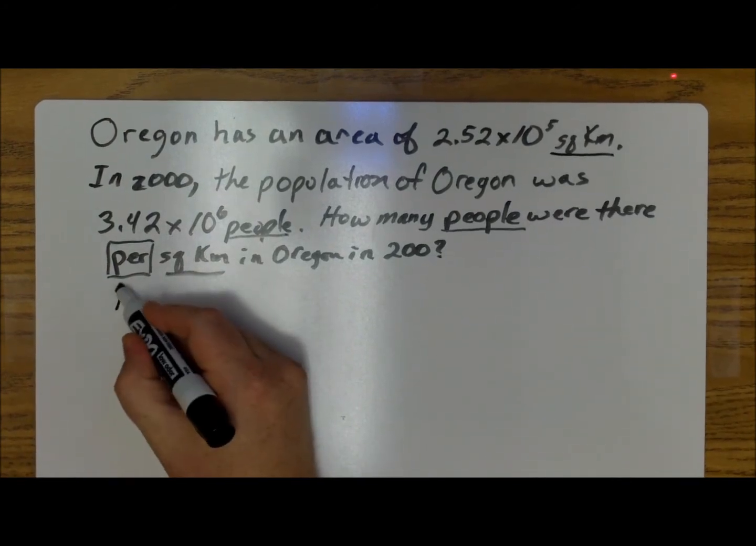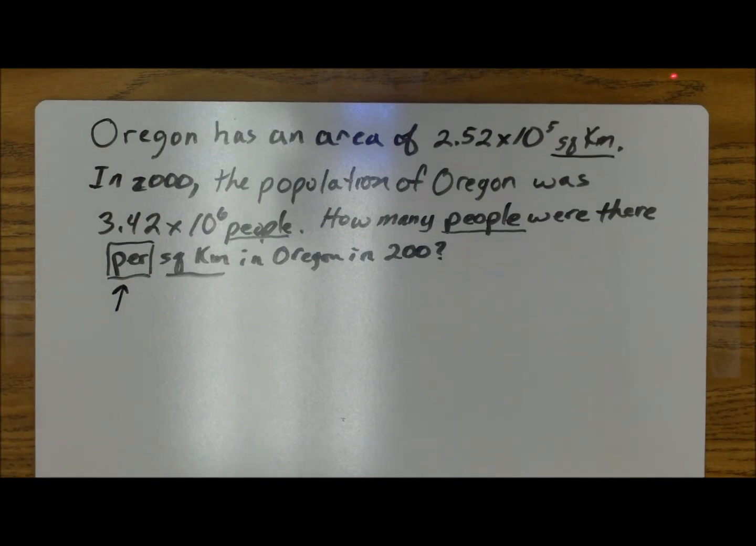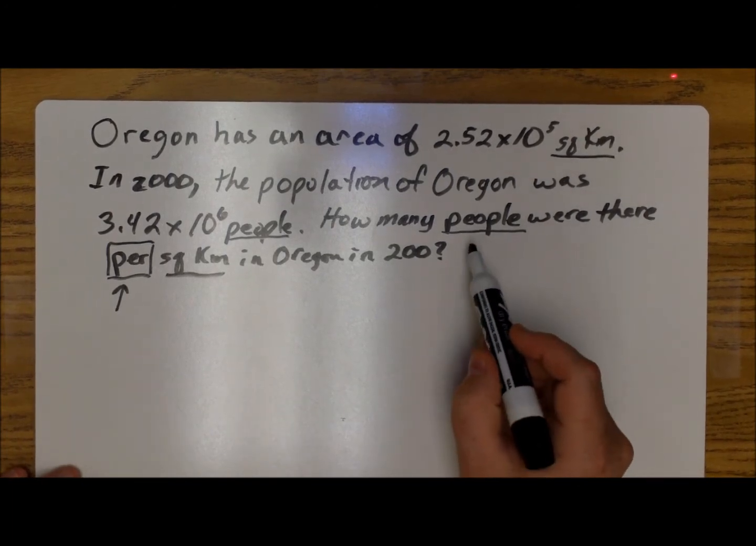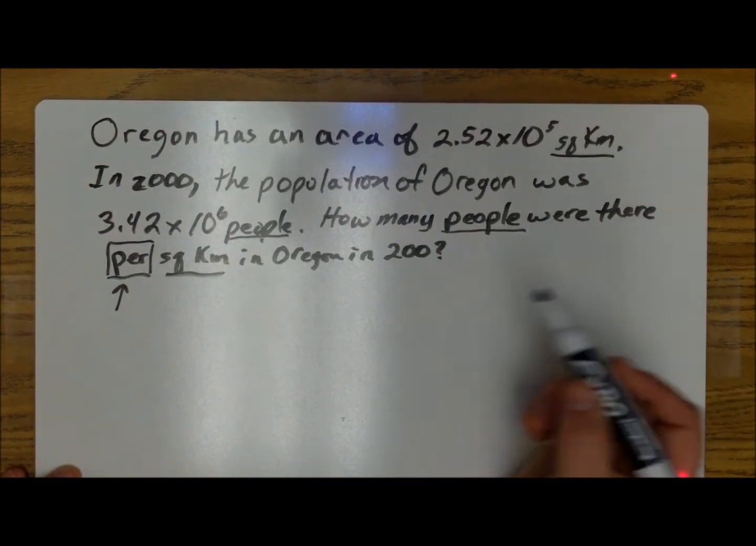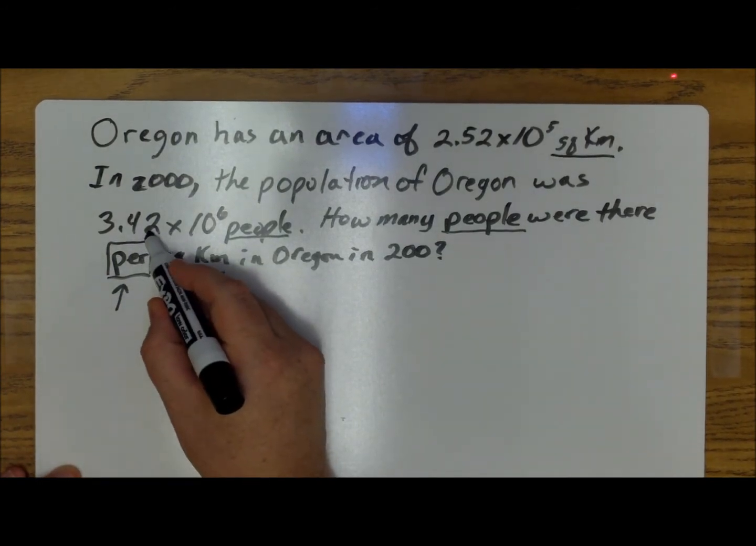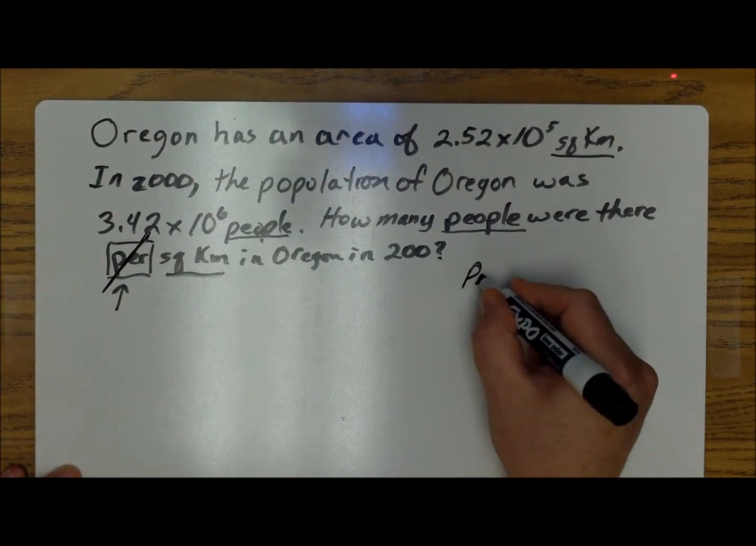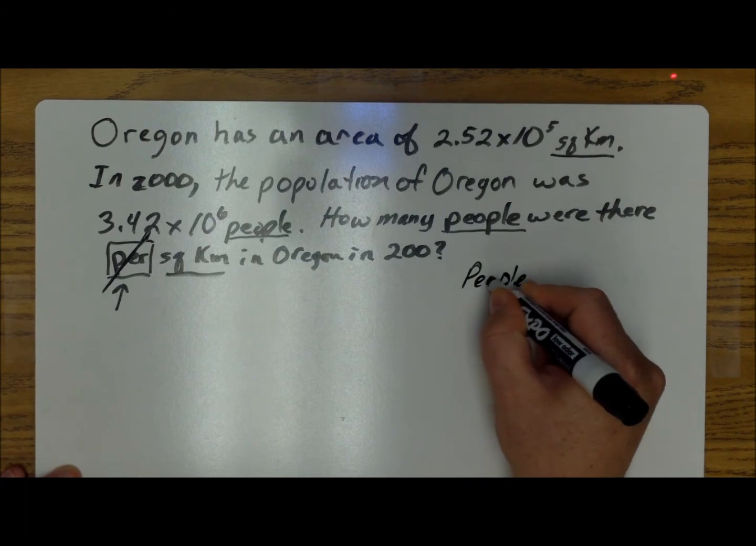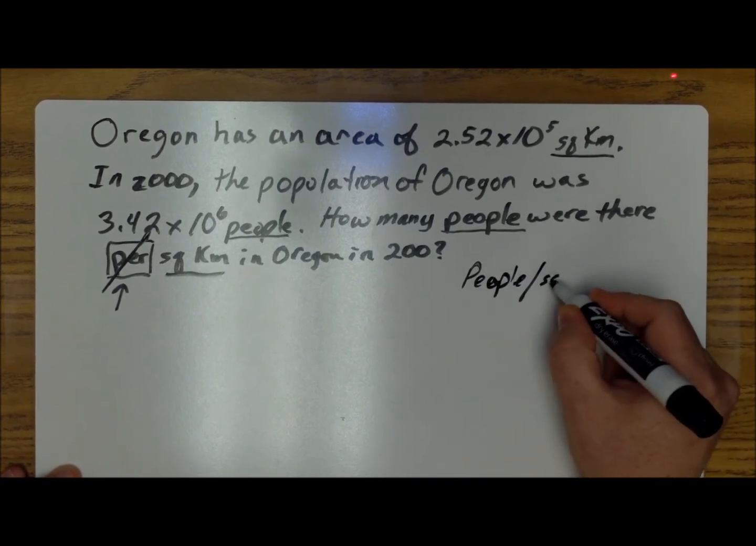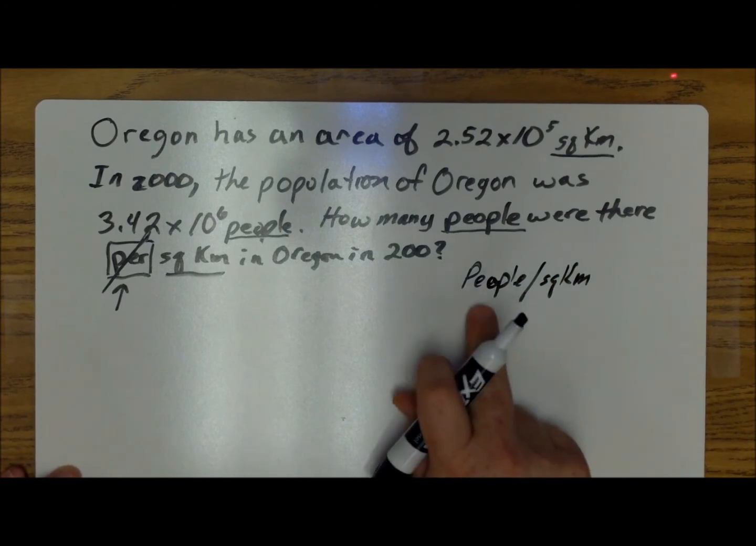The question is, what does this per mean? Per can be multiply or divide. In this case, they're asking a population density question, so it's going to be a division. The question is, how do we divide it? Do we do square kilometers divided by number of people, or the other way around? And the hint is in the question, in the order in which it asks. So we have how many people were there. Per is a divide symbol, so that's going to be people per square kilometer. So people divided by square kilometer.